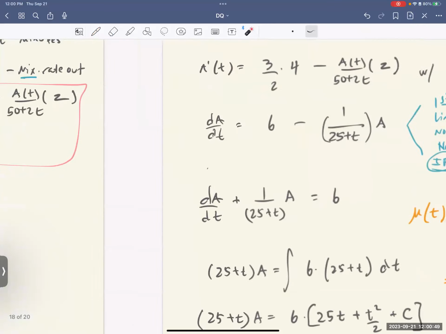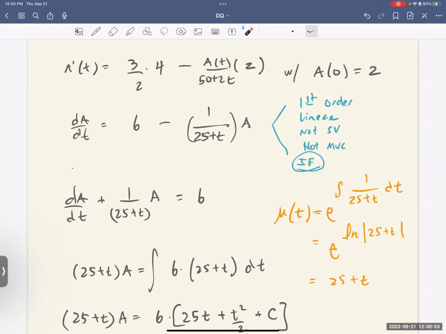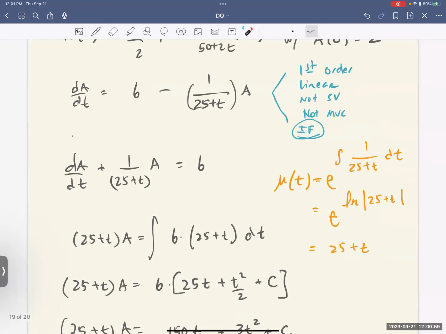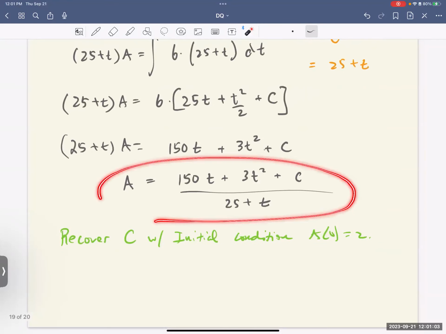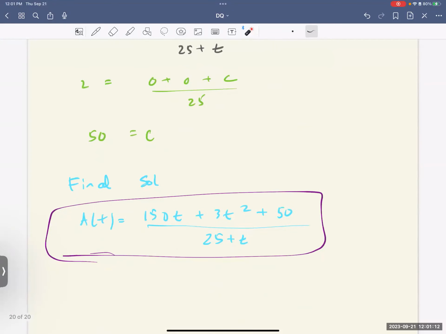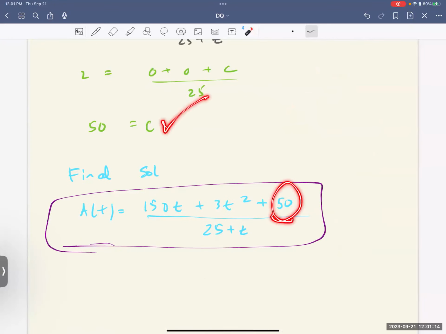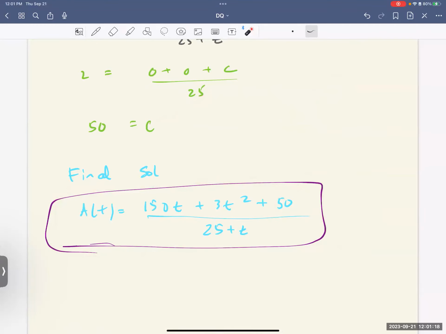Then we went to solve. We went through how to decide what method to use, and we decided on integrating factor. And then we moved through integrating factor, got a general solution with the missing parameter C, then came back with our initial condition, recovered the C there, 50, put it in there. Here's our explicit particular solution for A.